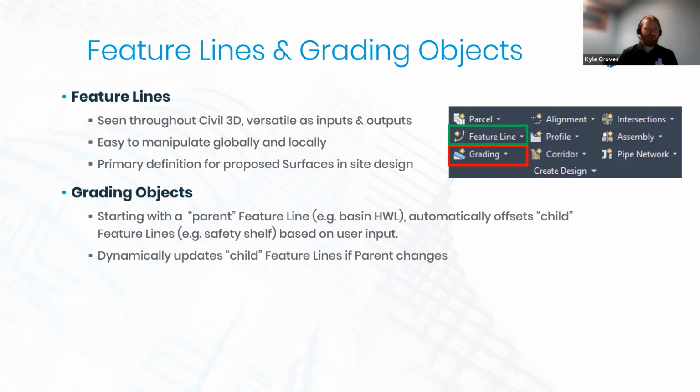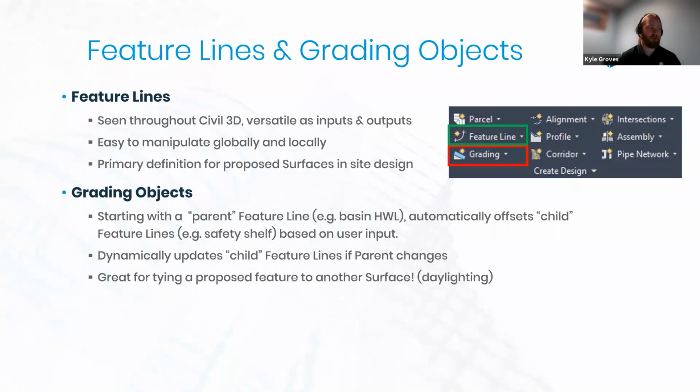These tools dynamically update those child feature lines if our parent changes. So we go through, we do our design, we realize, oh, hey, this high water line is too low. We need to pick this up based on the rest of our site. Well, all of those concentric offsets are going to update dynamically if you update that parent feature line, which is good because it saves us a lot of manual stepped offsets that we have to work with.